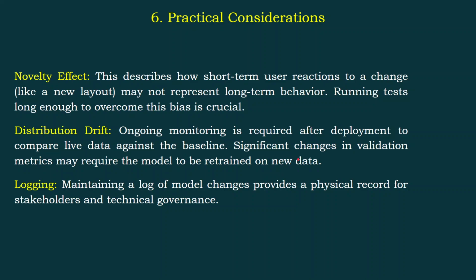And then logging. Maintaining a log of model changes provides a historical record for stakeholders and technical governance. A log is nothing but a record of an event. So when we have an old model, we record all the values. Then we change the model, again record the values, and keep that as a record, which will help technical governance. In the future it will help to find out which is the best model to maintain, whether the old model or the new model, or we can switch between them. So a log always helps to know the record of what has happened in history.